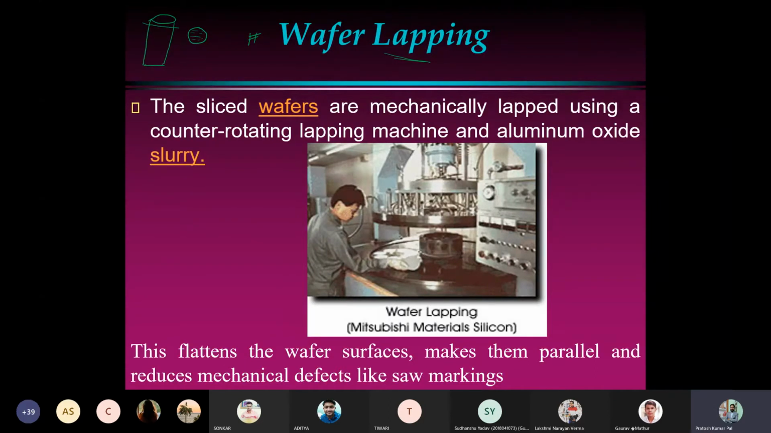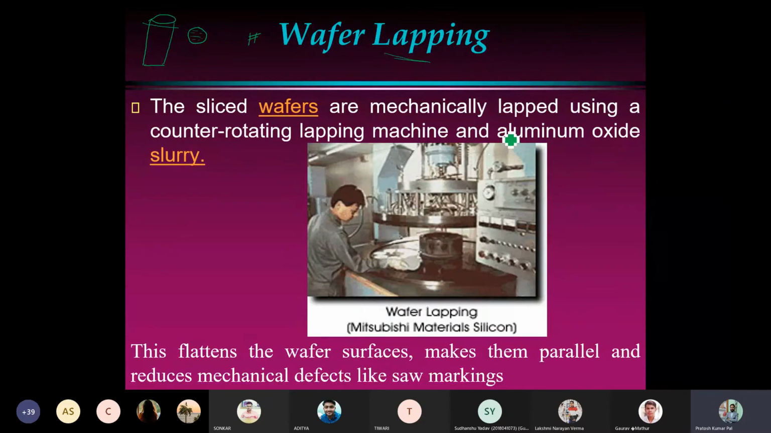Okay, so here a slice, whatever slice has been cut from the ingots, that is a wafer. This wafer can have some mechanical defects, so that can be removed by using the lapping process. In that we will be using a counter rotating lapping machine and aluminum oxide slurry. So aluminum oxide slurry means you can say semi liquid.